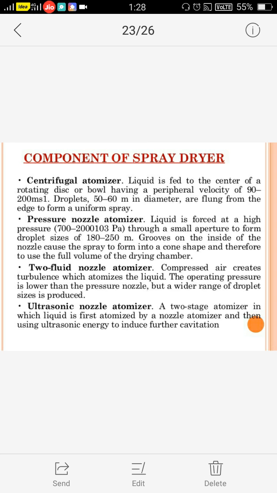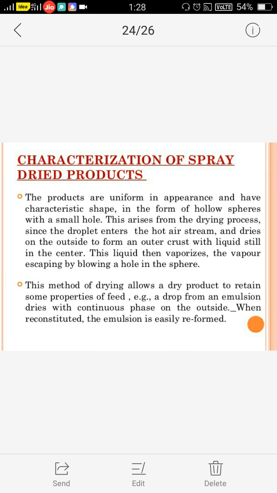Then the third component, two fluid nozzle atomizer. Compressed air creates a turbulence which atomizes the liquid. The operating pressure is lower than the pressure nozzle, but a wider range of droplet sizes is produced. And the last component of spray dryer is the ultrasonic nozzle atomizer. This is a two-stage atomizer in which liquid is first atomized by a nozzle atomizer and then ultrasonic energy is used to induce further evaporation.